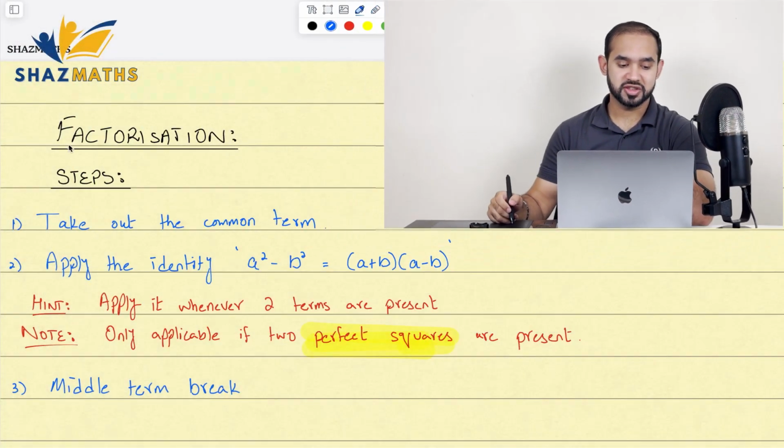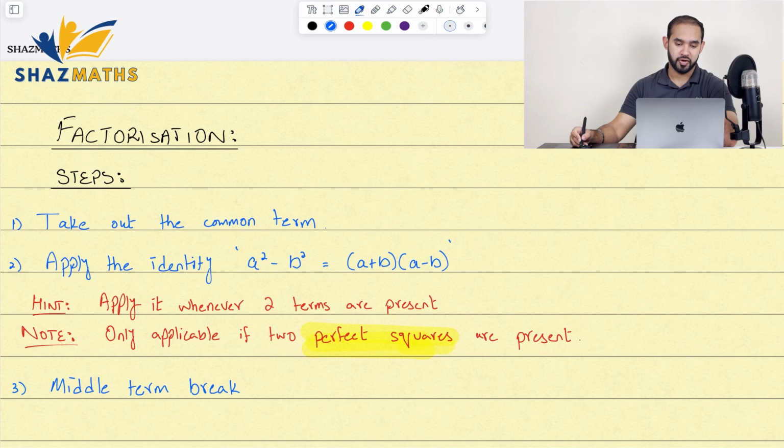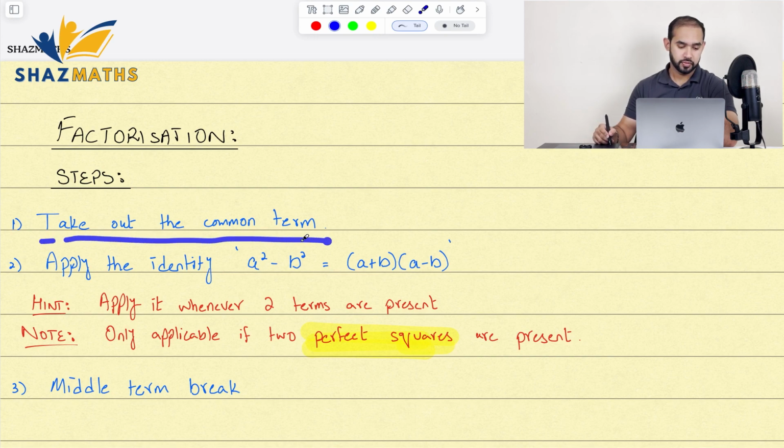So there are certain steps that we have to follow for factorization of an algebraic expression or factorization of a complex equation. The first step is always to take out the common term. While taking out the common term, you always first look at the sign, the coefficient, and then the variable. We'll talk about it in more detail. Let's jump on to step number 2.